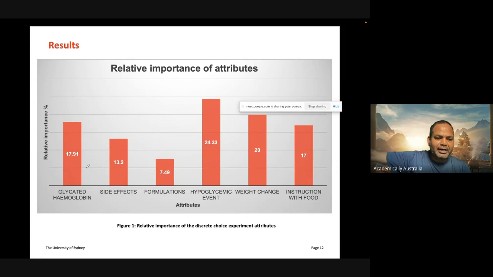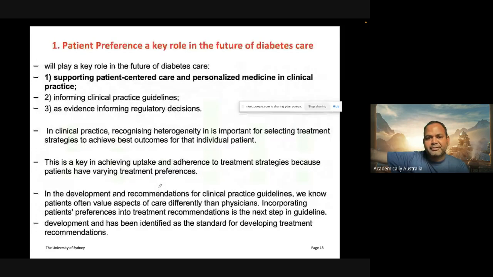The third factor was effectiveness, followed by interaction with food, then side effect, and then formulations at last. So patient preference has a key role in the future of diabetes care. We must include it, especially in personalized medication care or in clinical practice, or if we have some formulary in our own hospital, or some standard treatment guideline to treat diabetes in our hospital, we can implement this kind of thing.